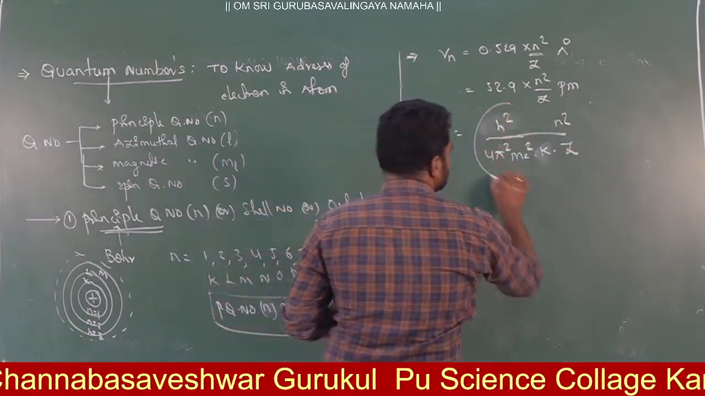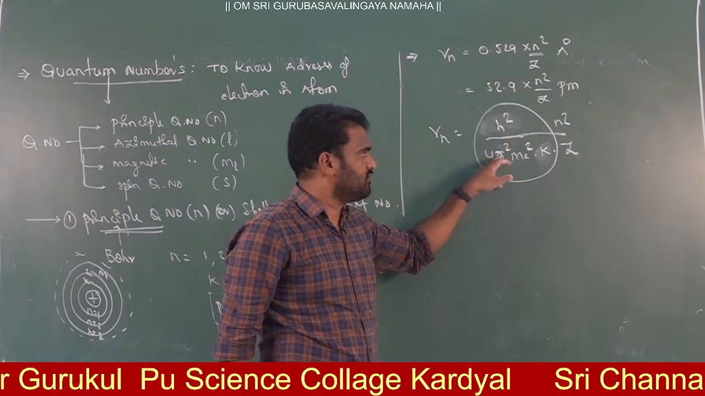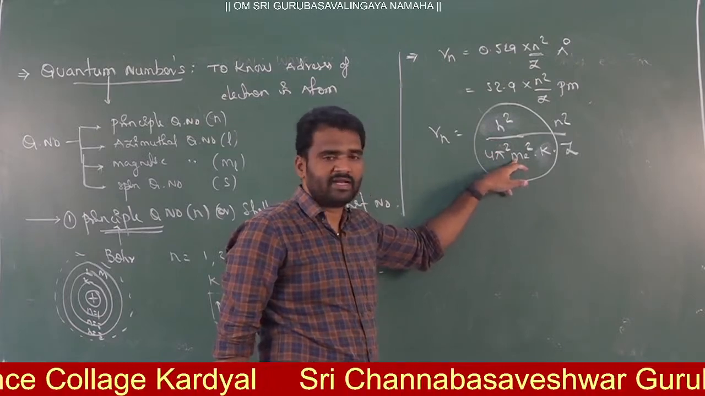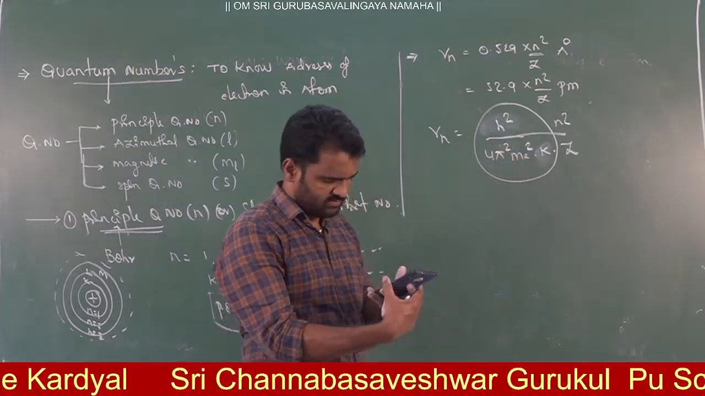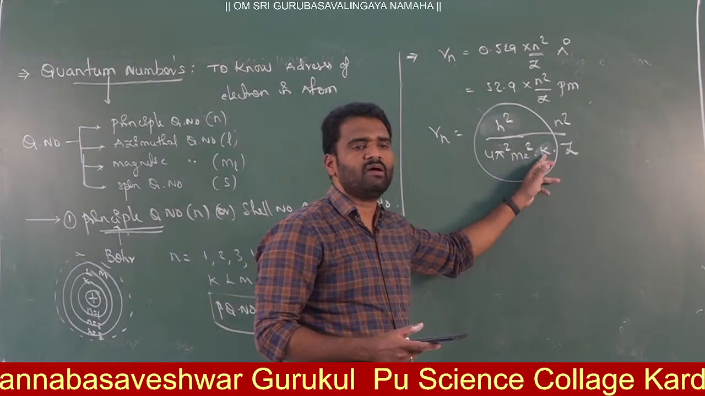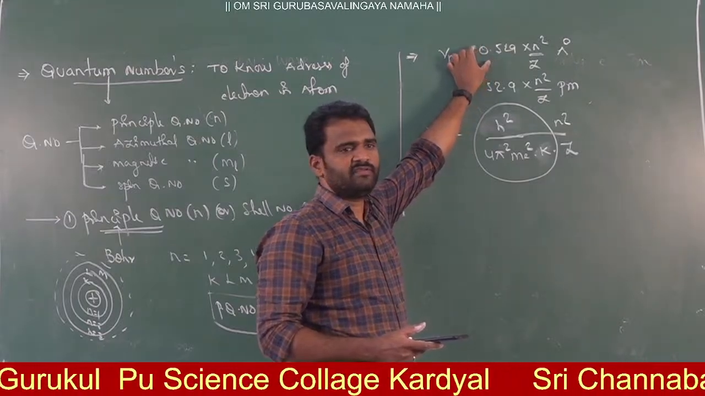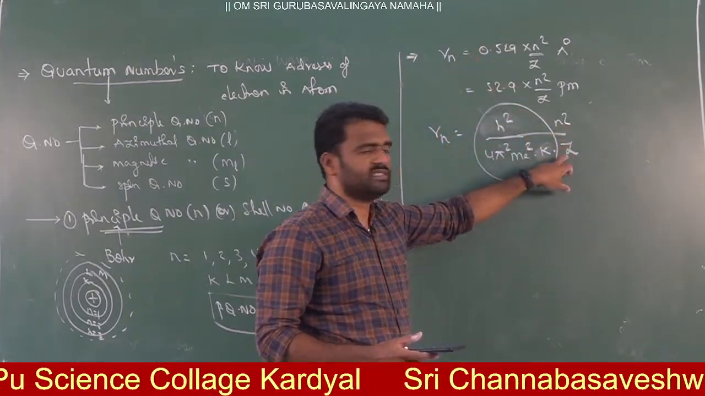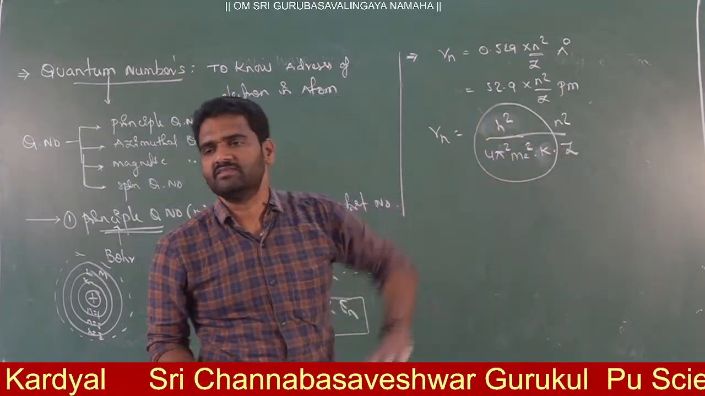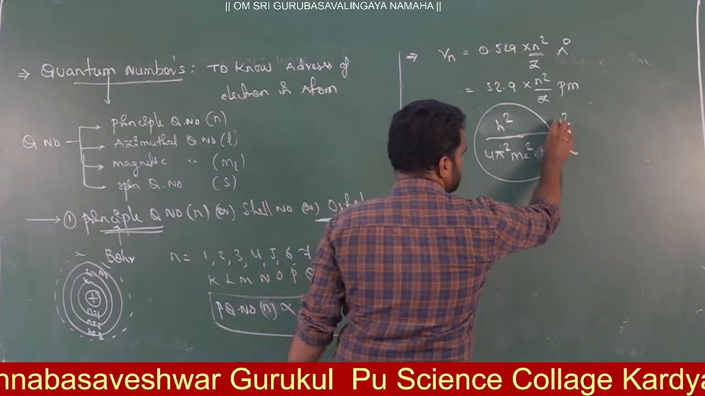If you put in all the values, h is the Planck constant, 4 pi is a constant value, pi is 22/7, m is the mass of the electron, e is the charge of the electron, and k is a constant. If you put all the values, then you will get the value in angstrom, and in picometer you will get this much value. n is the orbit number and Z is the atomic number. Actually we don't have the derivation in NCERT, but if you derive, you will get an equation like this.